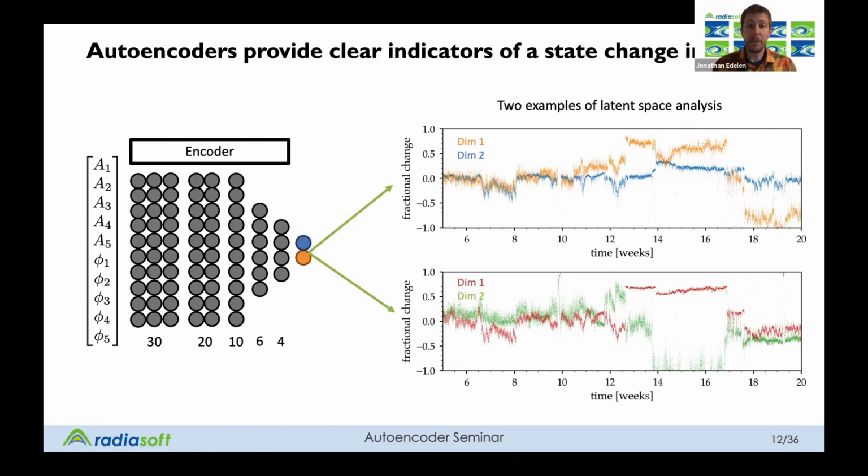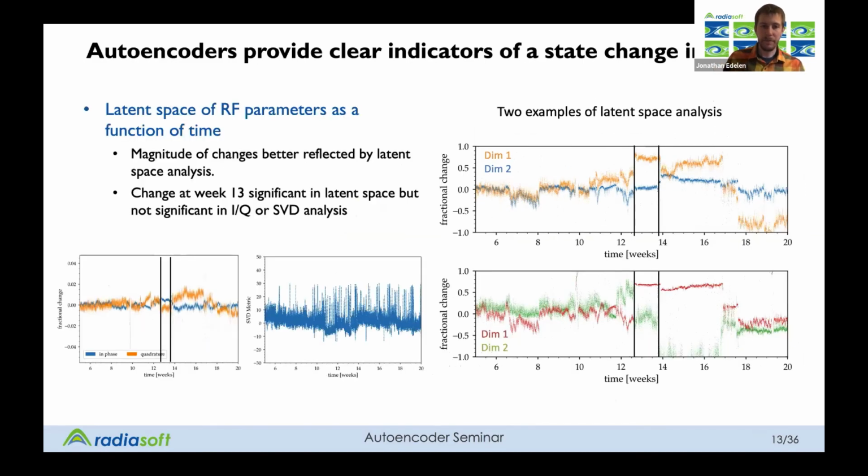There's relatively stable operations between weeks 5 and 13 or so, and then things start changing. And these changes are relatively well correlated with changes in the beam current. I'll show on the next slide how this compares to the traditional analysis techniques. So here, on the bottom left is the IQ decomposition that I showed earlier, and then the SVD metric alongside the latent space output.